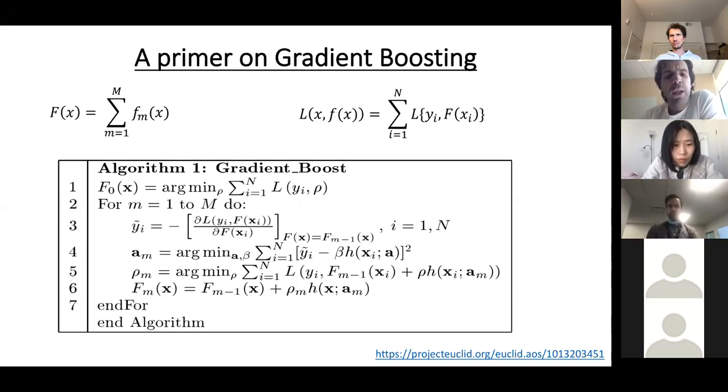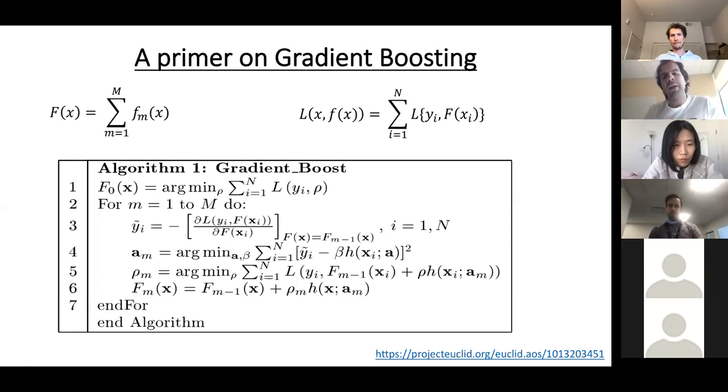So you could do, by the way, I'm doing a lot of hand waving here, but what you can do is define the generalized residual, which is just the derivative of the loss function with respect to the function that you want to obtain, and start fitting that residual in this step here. And this is just doing gradient descent in the space of functions.